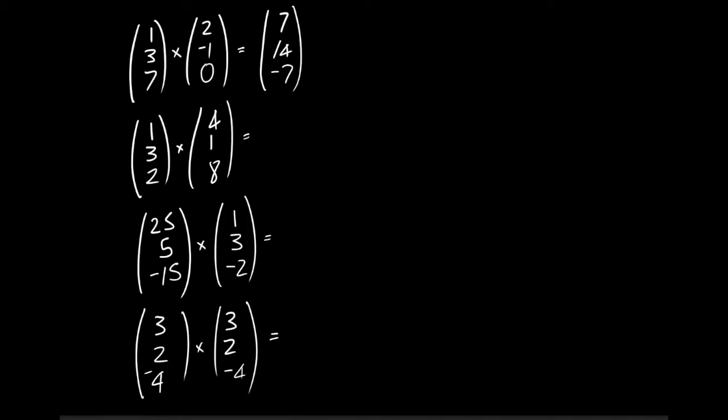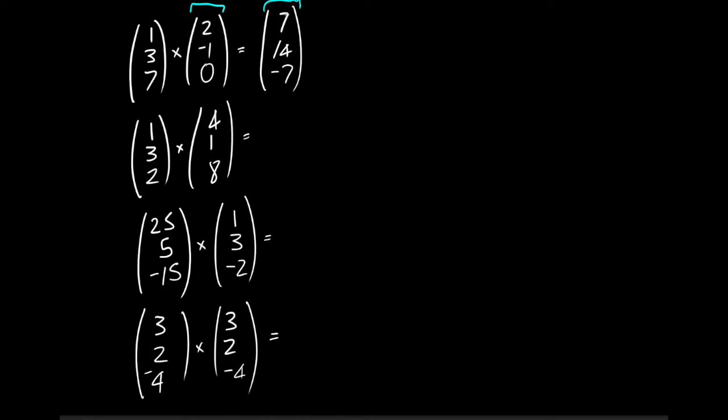Okay, so there's our solution, 7, 14, minus 7. But is that correct, or have we made a slip? It's a good time to check the old dot product trick. So if we call this A cross B equals C, then we should find that if we do the dot product of one of the input vectors, say B, with C, then it should be 0.